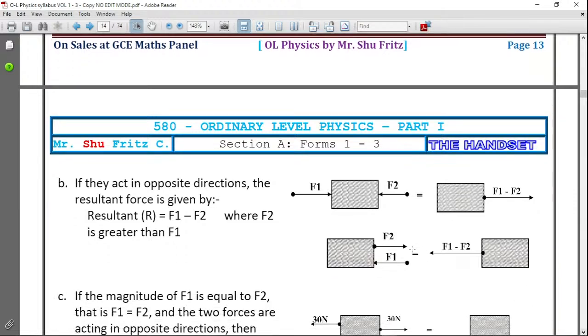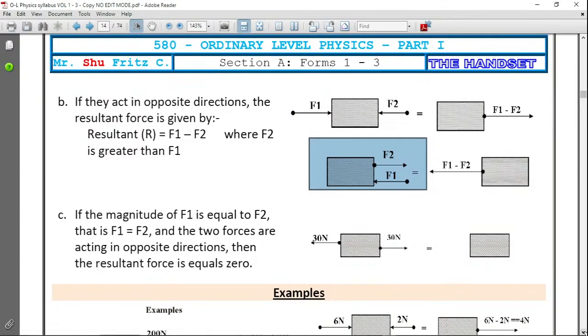Now, if they act in opposite directions like this, then the resultant force will be in the direction of the bigger force. Like when people are doing a tug of war, pulling a rope, this one is pulling this direction, this one is pulling the other direction. The people that are more powerful, the rope will end up moving in their direction. The resultant is in their direction. That's an example. Or, for example, somebody is pushing you out of the house and you are forcing yourself inside. The resultant will be in the direction in which the force is stronger.